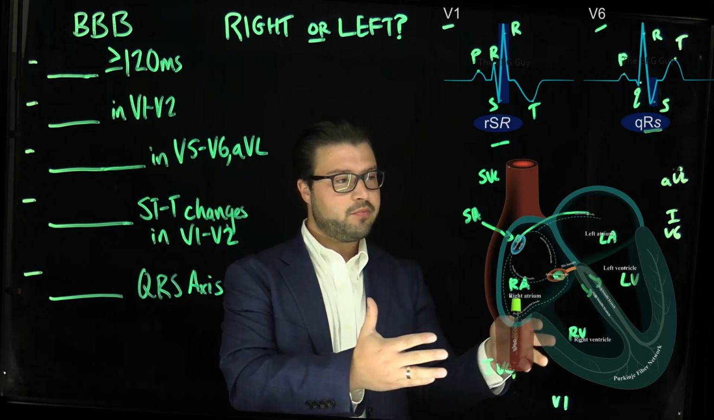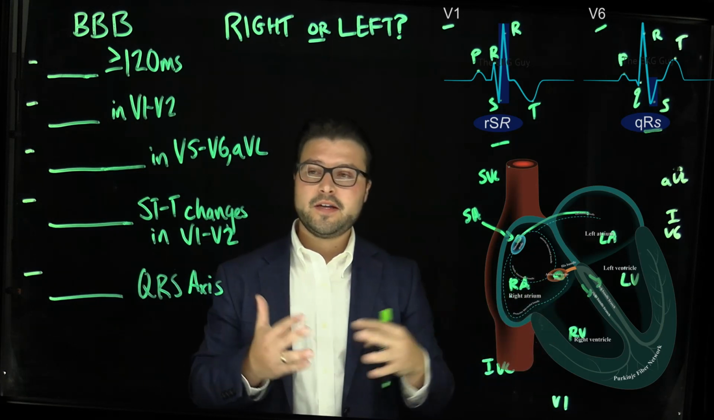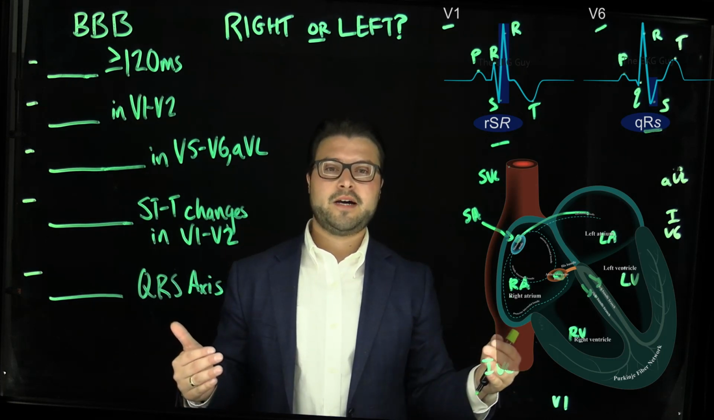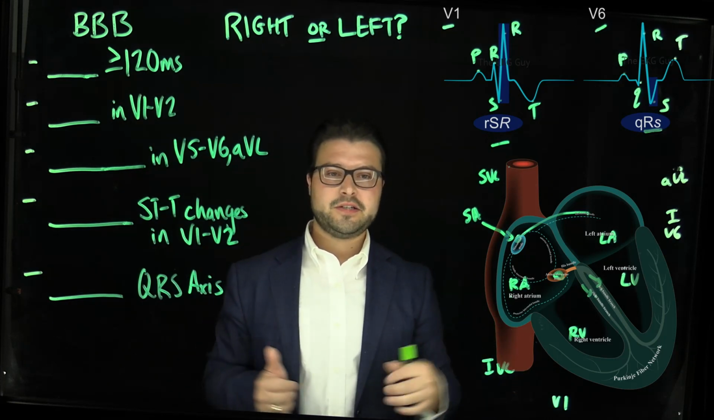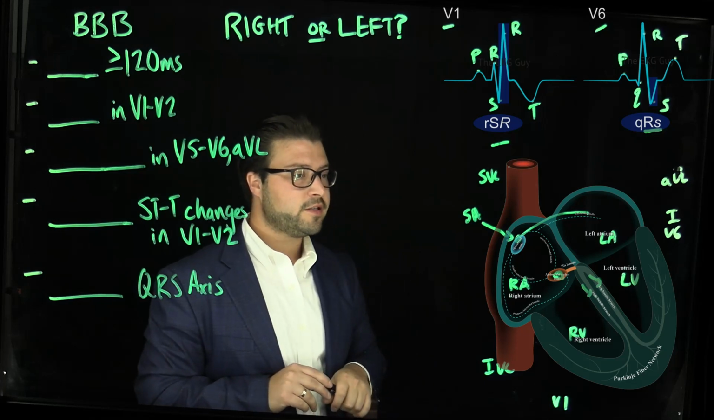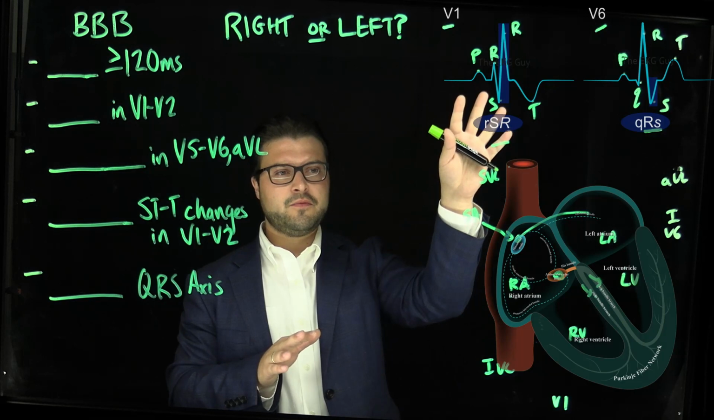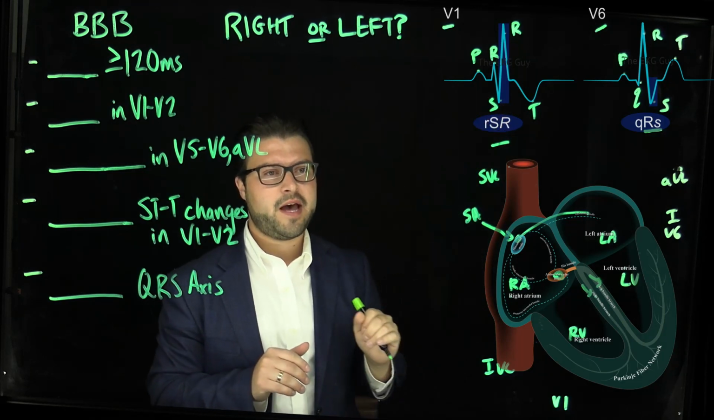And from those bundle branches and those fascicles, you have conduction that goes through the ventricular Purkinje system and to the cardiomyocytes. And essentially, that's how conduction spreads throughout the heart. So that's kind of the conduction system. Now, our main question here was this right or left bundle branch block pattern, okay?